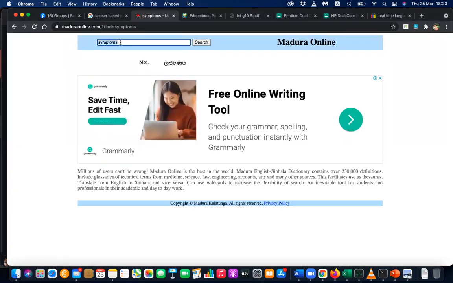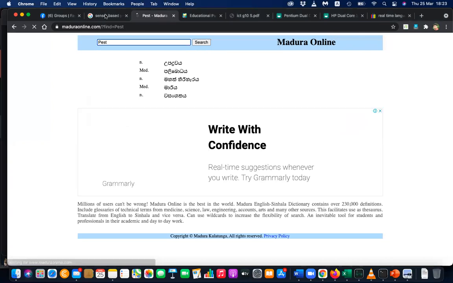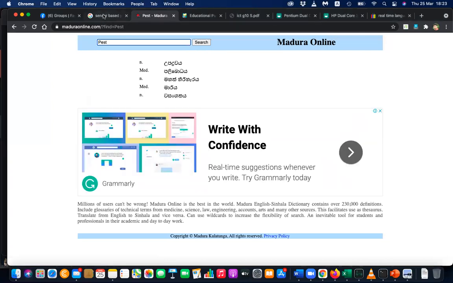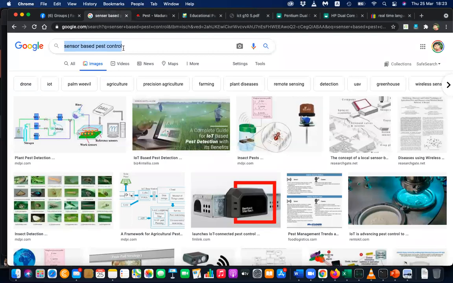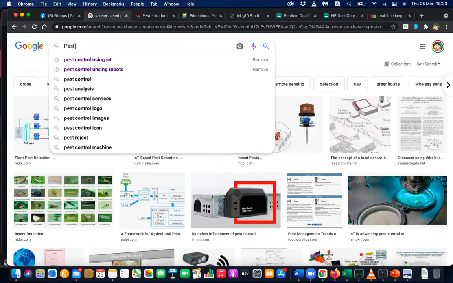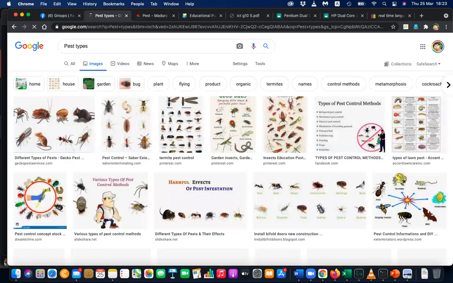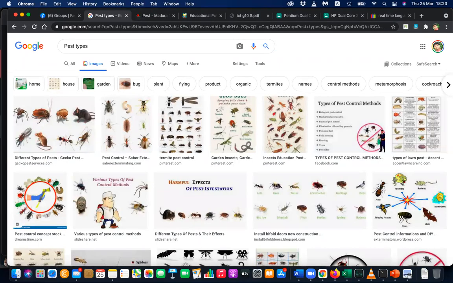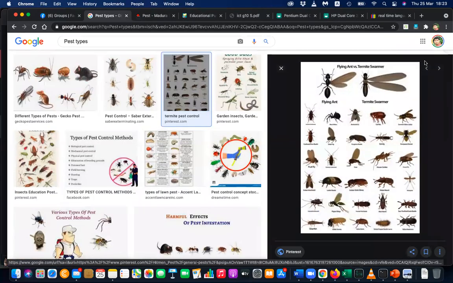Pests in Sinhala you call palibodaka. There are many types of pests. But this is not an agriculture or biology lesson. But here you can see different types of pests are there. Sometimes the pest itself is not the issue. The pest is sometimes okay, but through the pest, a bacteria or a virus is spreading. Right? So pest types.